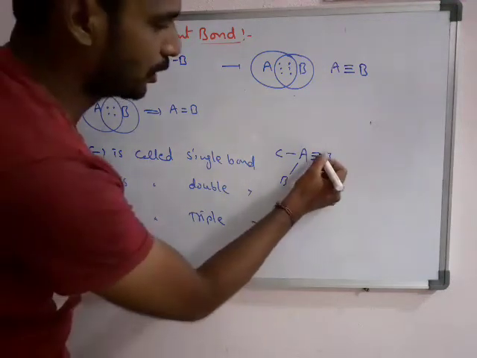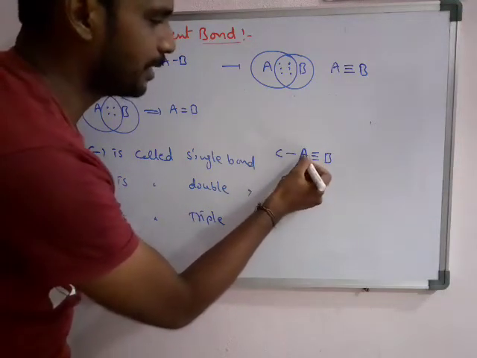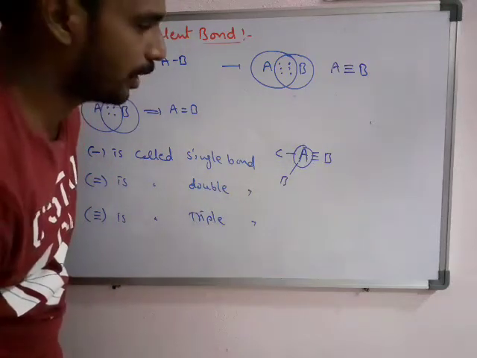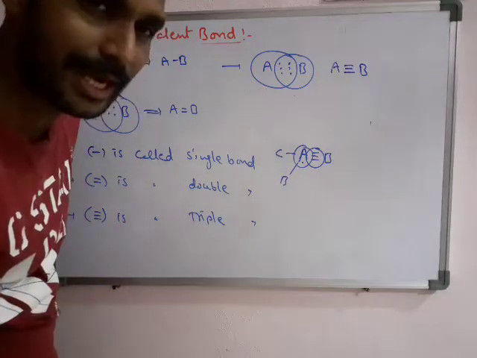So the total number of bonds of A depends on its nature. There is no limit. But between two atoms there are only 3 bonds possible according to this concept.